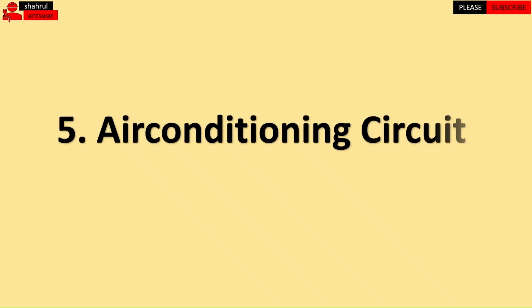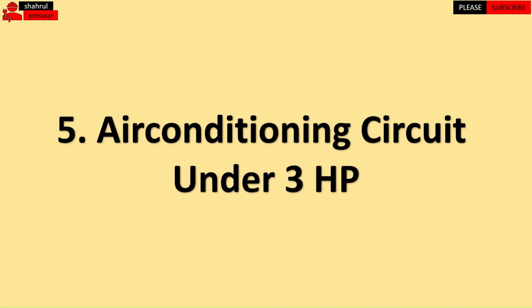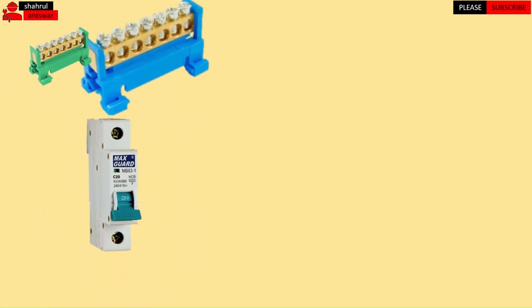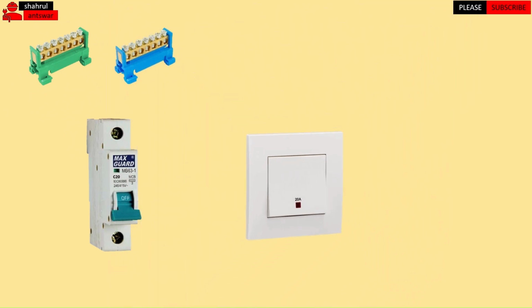Number 5 is the air conditioning circuit under 3 horsepower. MCB with a current rating of 20 ampere is used in this circuit. A double pole switch and a 13 ampere socket outlet are needed in this circuit. Cable with a size of 4 millimeters square is used within this circuit.